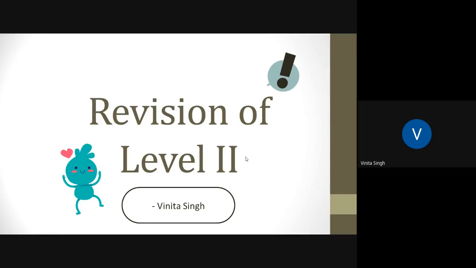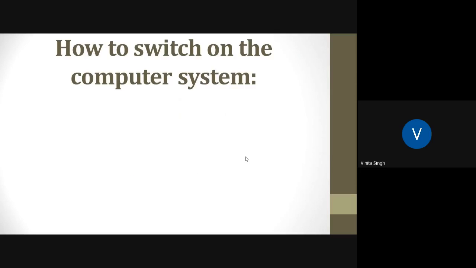Revision of level 2. In the last lecture, we have already discussed the various activities you can perform using keyboard and mouse. But to perform these activities, you need to turn on the computer system. So, students, do you know what is the correct procedure you need to follow to switch on the computer system?